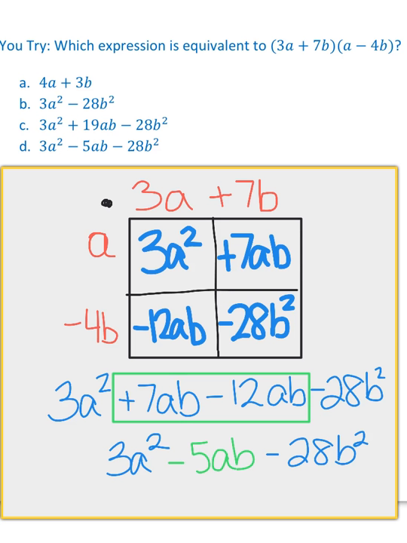Okay, here's the answer. Hopefully you got letter choice D. D is what matched up with the problem after you did the box method for 3a plus 7b times a minus 4b. This one was a little bit trickier because it did have 2 variables, but if you were able to get D as your answer, you should feel great and proud of yourself. Let's try another one.